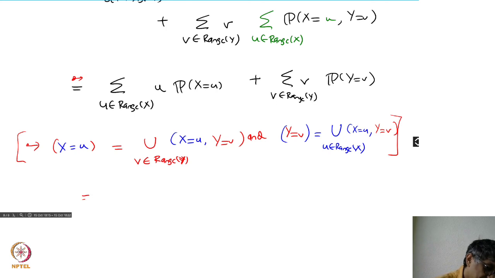We go back to black. This guy is the same as E of x. That's the first sum, and then E of y is the second.